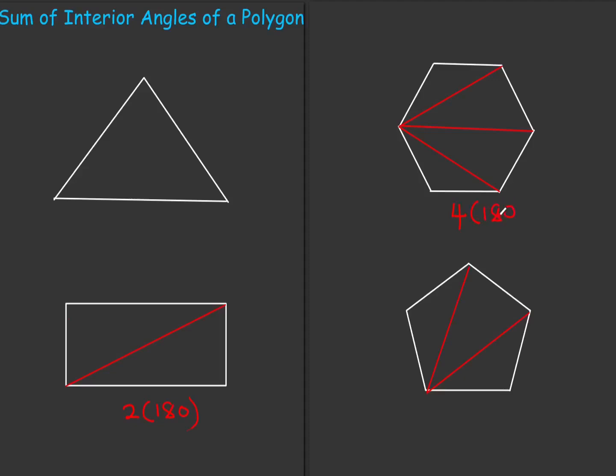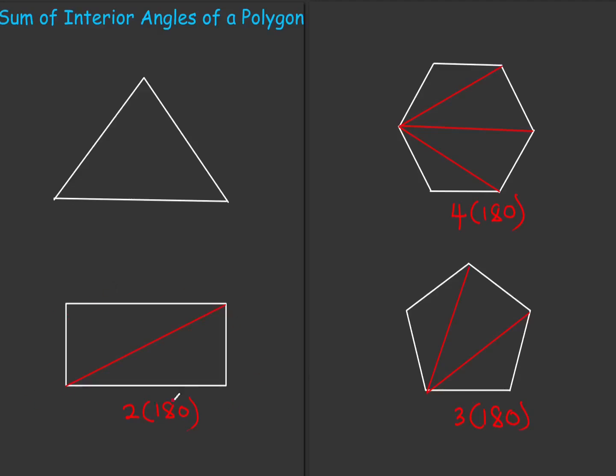Now, how many do we have here? 1, 2, 3. So we have 3 times 180. So simply put, if you want to get the sum of interior angles, then multiply 180 by the number of triangles you can find in the polygon. But this is going to be a long process, especially if you have polygons with a larger number of sides. Hence, what do we observe?